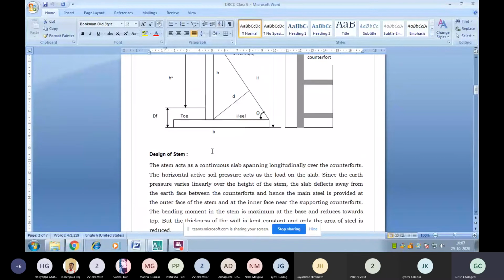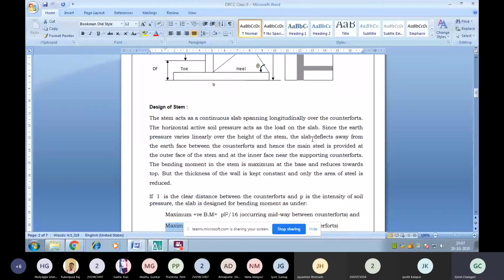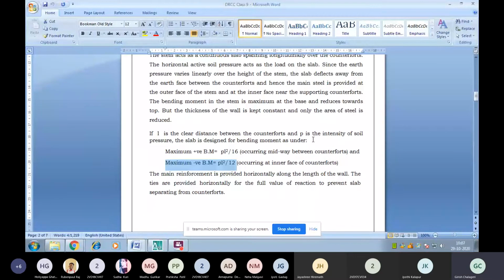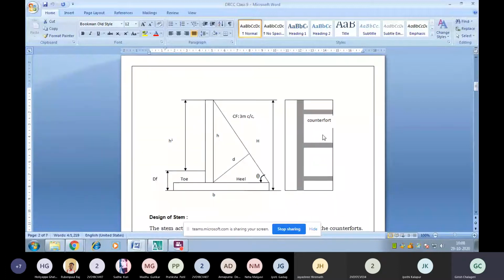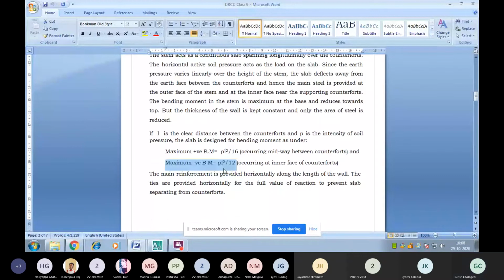In a similar fashion, the heel is also connected on three sides. You can see the heel slab is connected on one side with a counterfort, on the second side with a counterfort, and on the third with the stem, and only one side is open. So it is also designed as a slab, and the same formula is used. At midspan there will be a maximum moment of PL square by 16, and at the edges where it is connected with the components, we get a negative moment of PL square by 12. Again, P is the intensity of pressure and L is the span.